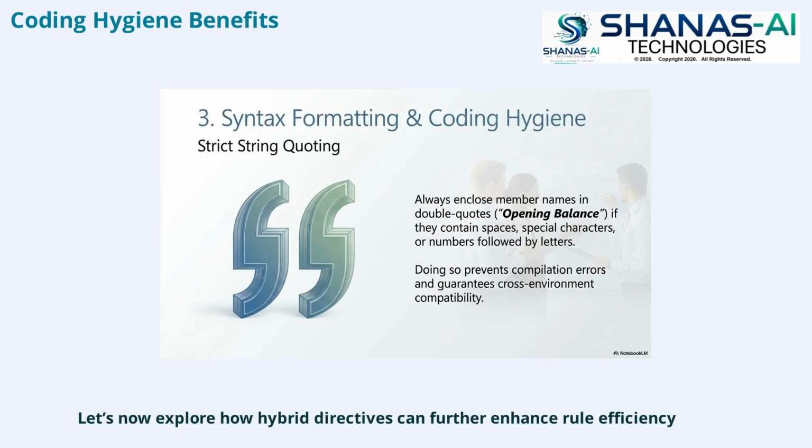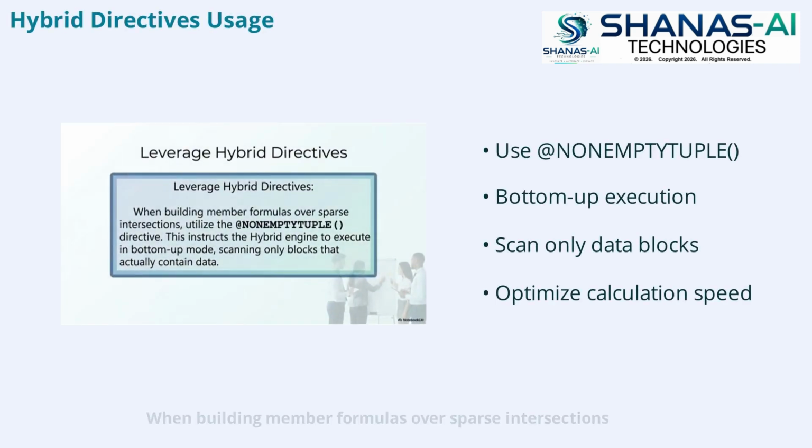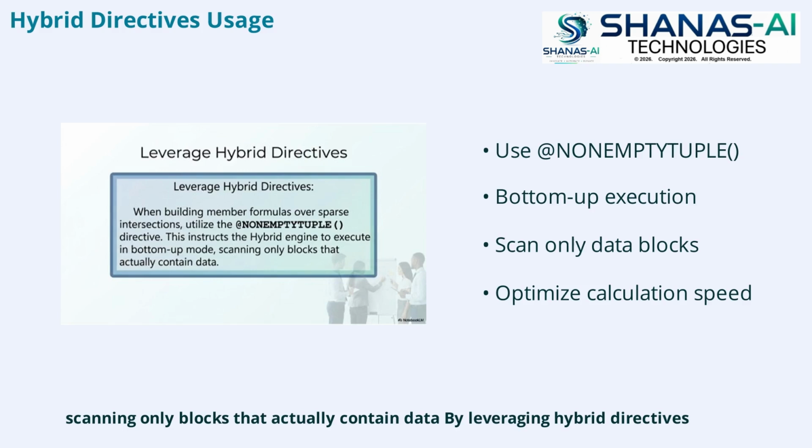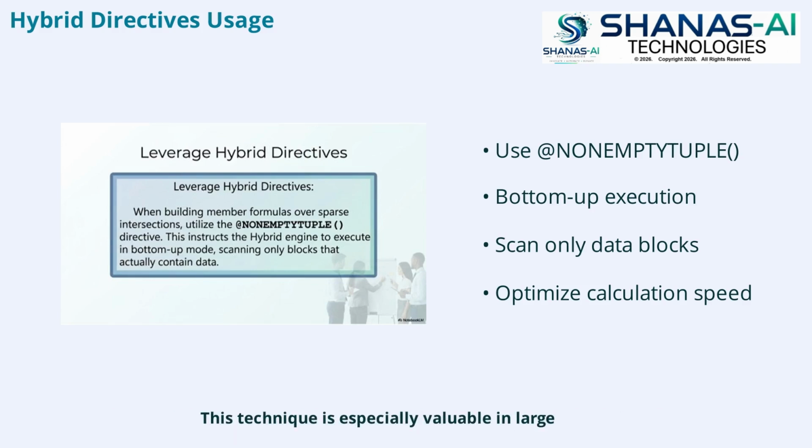Let's now explore how hybrid directives can further enhance rule efficiency. In building member formulas over sparse intersections, utilize the EDMCS directive. This instructs the hybrid engine to execute in bottom-up mode, scanning only blocks that actually contain data. By leveraging hybrid directives, you optimize calculation speed and reduce unnecessary processing. This technique is especially valuable in large, sparse datasets where performance can otherwise suffer.